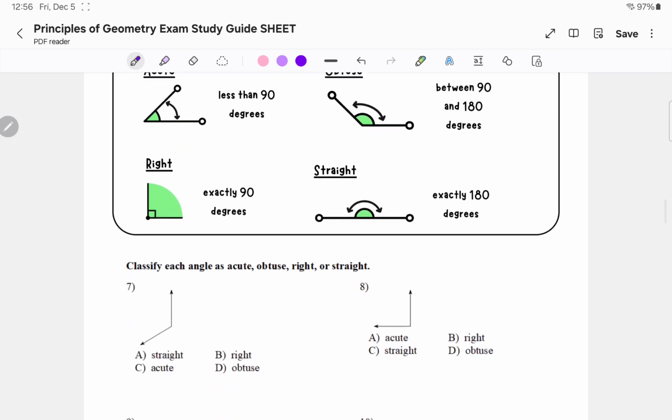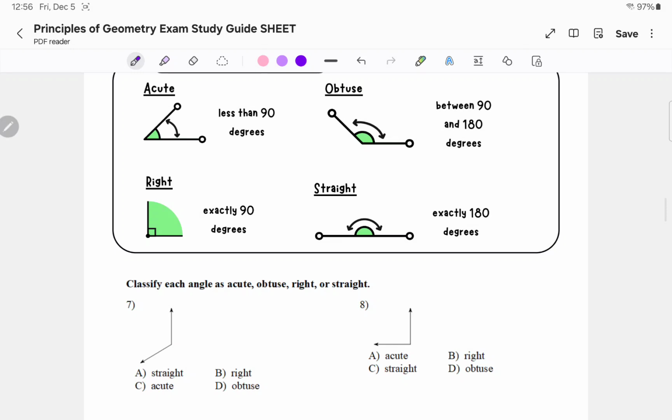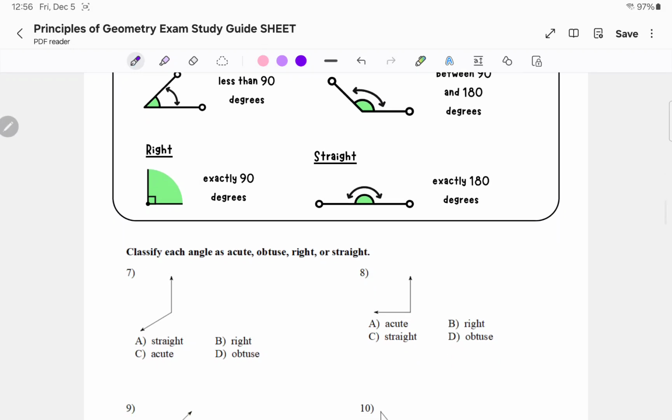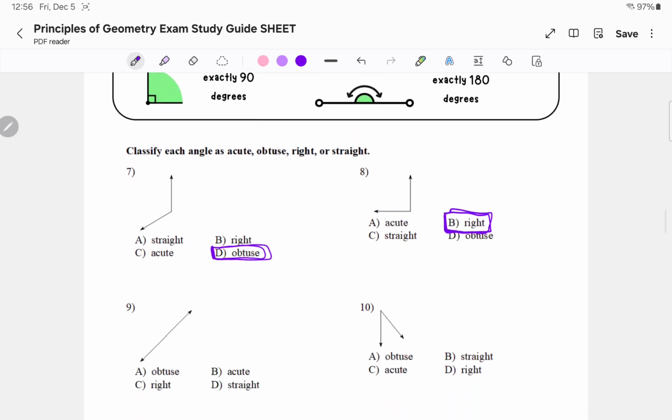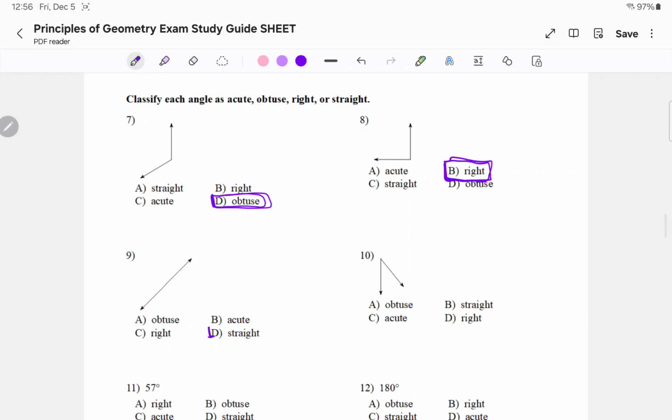So for number 7, what does it look like? Is it bigger than an L, less than an L? Looks like it's bigger, so that would be obtuse. Number 8 looks exactly like an L, so that would be a right angle. It's just a backwards L. Number 9 is a straight line, so a straight angle. And number 10 is smaller than an L, so it's acute. Small, acute little angle.